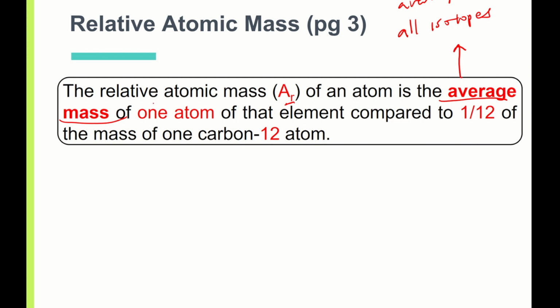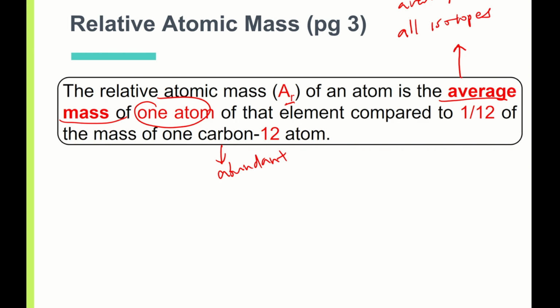And because we are comparing atom by atom, we talk about one atom. And we are comparing to carbon. So why do we use carbon? Because they are very abundant. They are everywhere. So it's easier to use carbon as a standard.